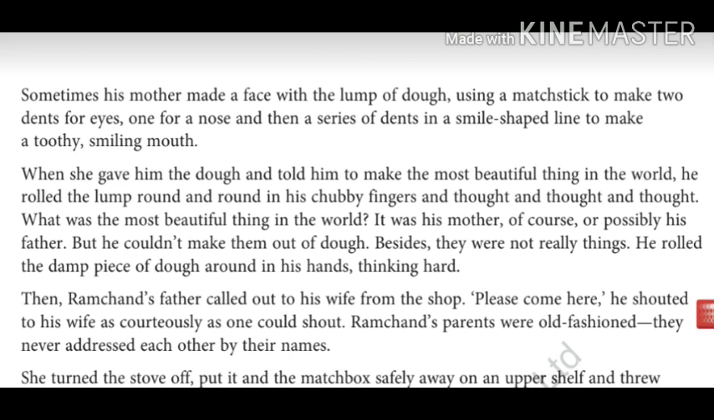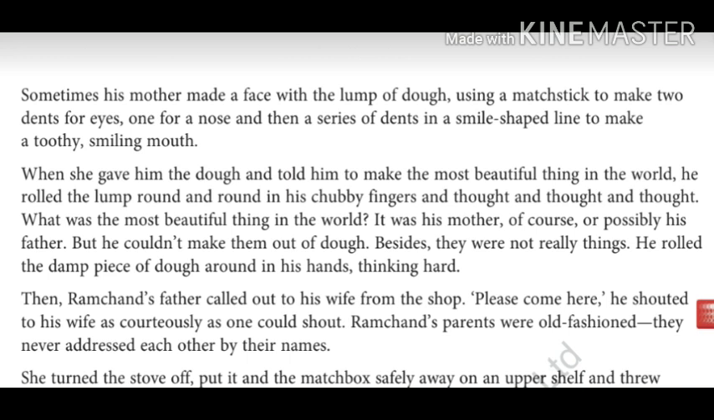Now, his mother, what does she do? She takes a lump of dough and it is just like a clay. So she makes different faces of that dough with a stick of matchstick, and she gives it nose, eyes, and other shapes, and it becomes like a toy for the small kid.